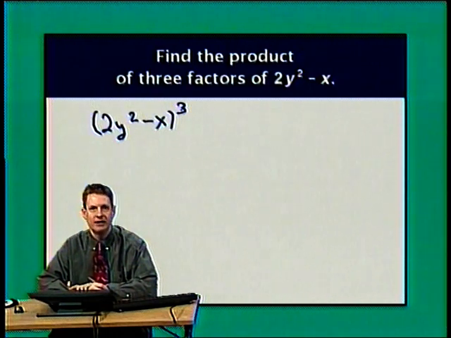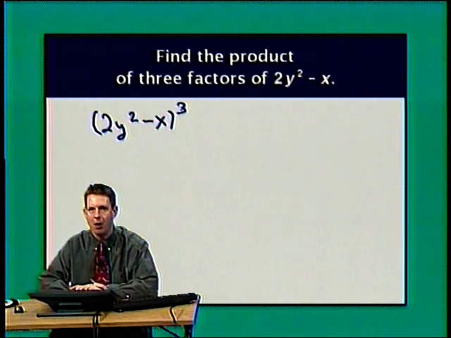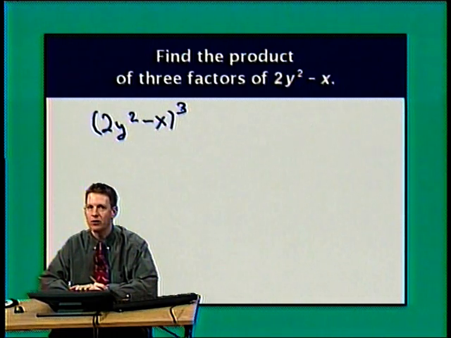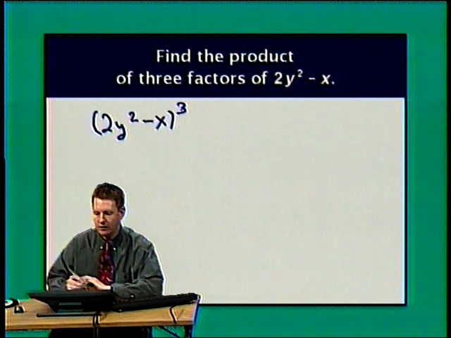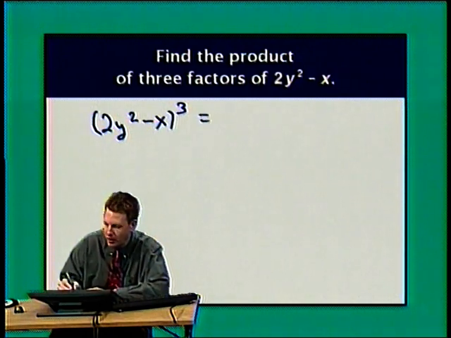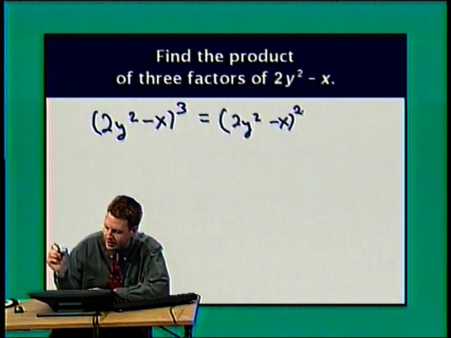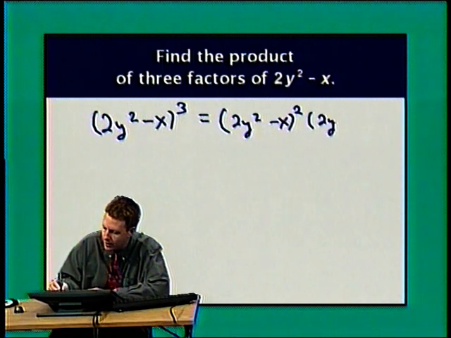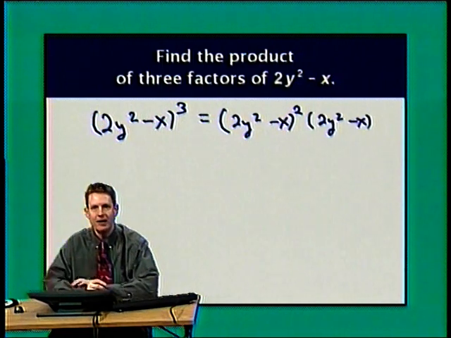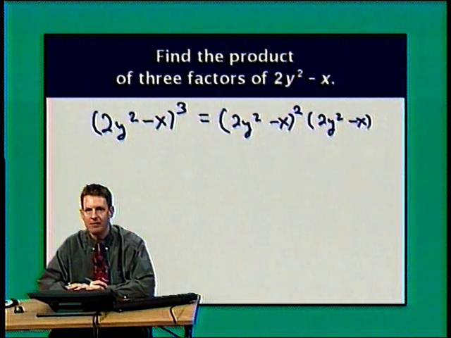Anytime you have an addition or a subtraction going on in your base, you may not immediately begin applying the rules of exponents. You have to think about polynomial multiplication. Well, when you're multiplying together three or more polynomials, you can only do it two at a time. So I'm going to rewrite this as 2y squared minus x, that quantity squared, times 2y squared minus x. So I still have all three of my factors.